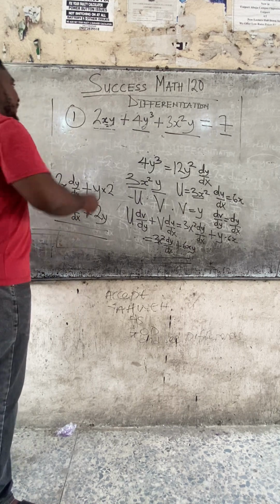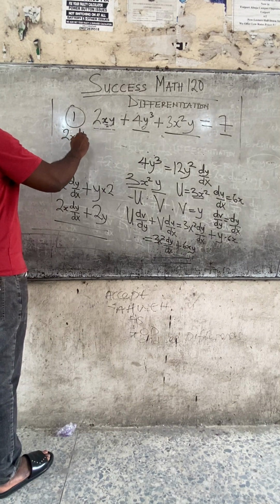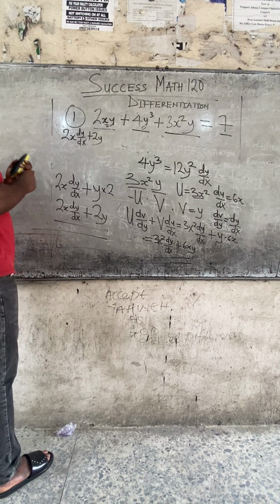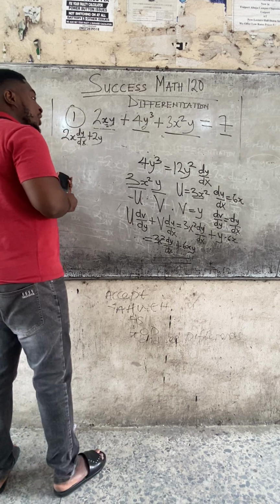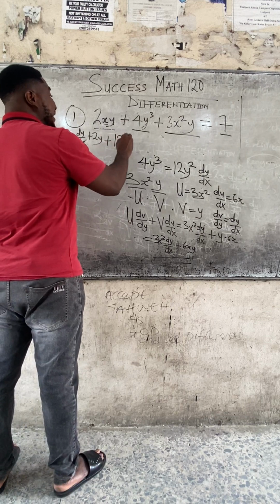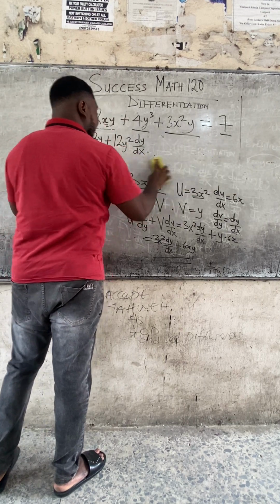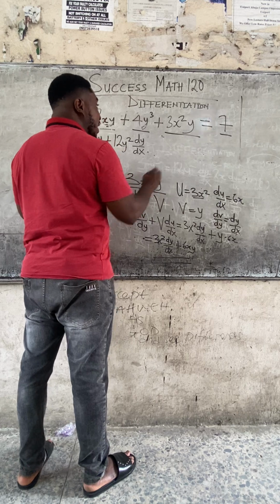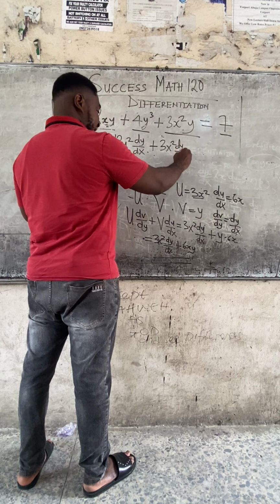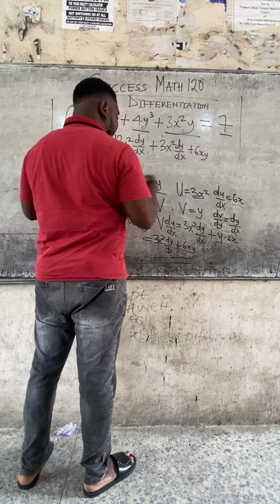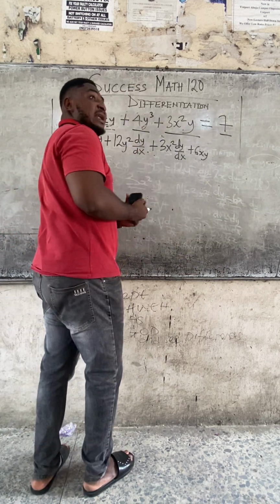Now class, apply. What's 2xy? We got 2x dy/dx plus 2y, right? That's 2xy after differentiating, so this one is done. I can clean it. After differentiating 4y raised to power 3, what do I have? 12y squared dy/dx. I can clean it. We're not done. After differentiating 3x squared y, what do we have? 3x squared dy/dx plus 6xy. I can clean it. Our board is now free. And after differentiating 7, what do you have?